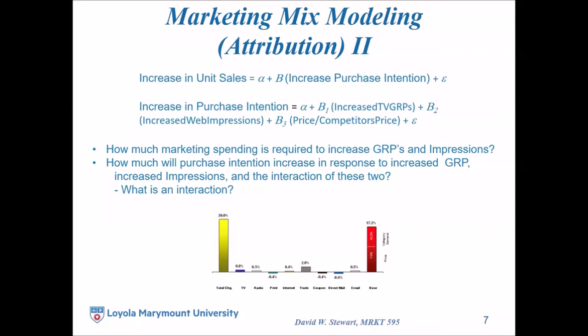So if we can complete this kind of modeling with historical data, then we actually have a very useful forecasting tool as well. Because now, if I know these relationships, I can say, I wonder what would happen if I increased GRPs by 10%. How would that change purchase intention and ultimately sales volume?